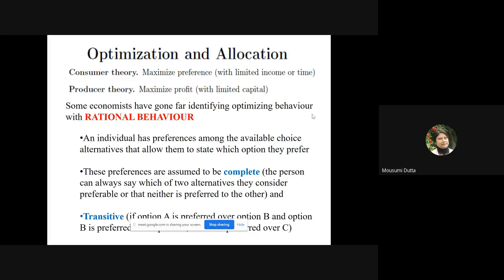Given the alternatives, that individual can state this commodity is preferred to that, or this bundle is preferred to that. That is, given oranges and apples in the basket, the individual can state that 2 oranges and 3 apples will be best for me, or 5 oranges and no apple will be best for me. Or the individual will be able to state, I don't like both orange and apple. Okay, so the preference is complete.